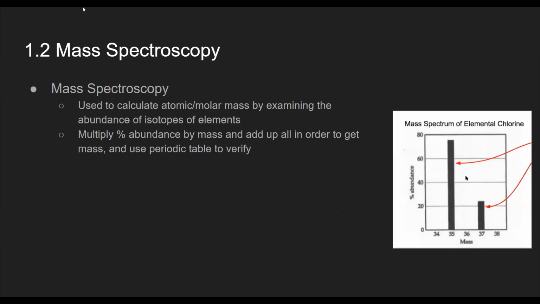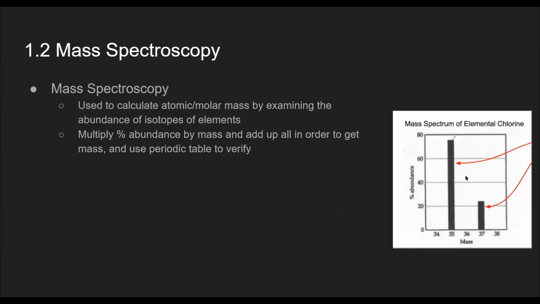So 1.2, mass spectroscopy. Mass spectroscopy is used to calculate the atomic or molar mass by examining the abundance of isotopes in elements. In order to do this, you have to multiply the percent abundance by its mass and add all of them up in order to get the total mass. And then you have to use a periodic table to verify. So let's try this problem.